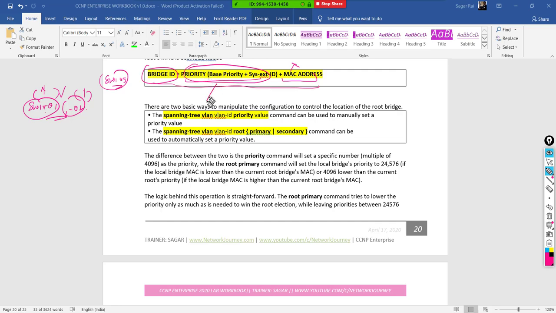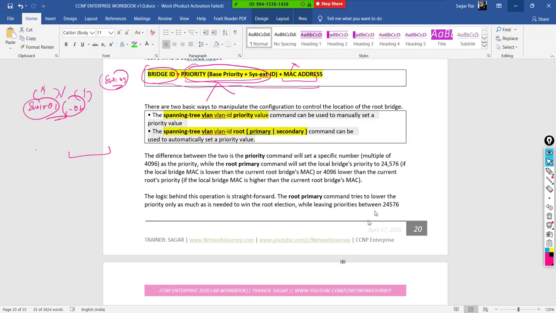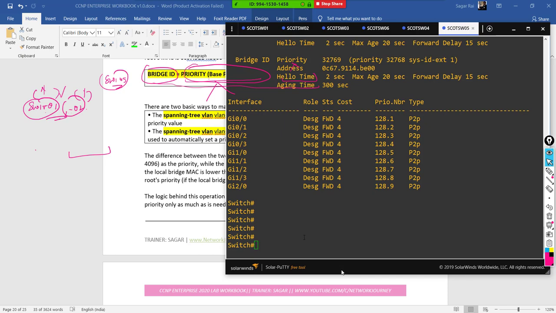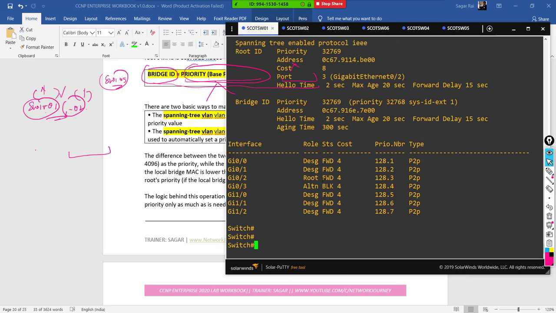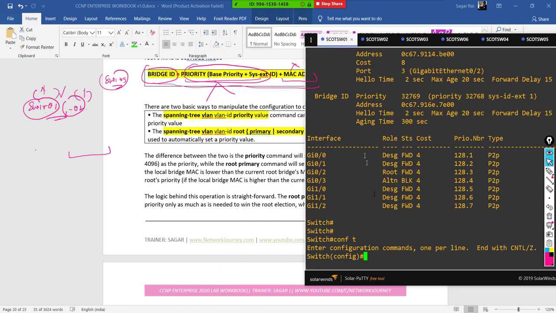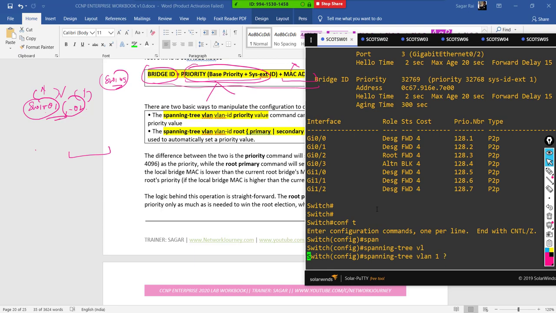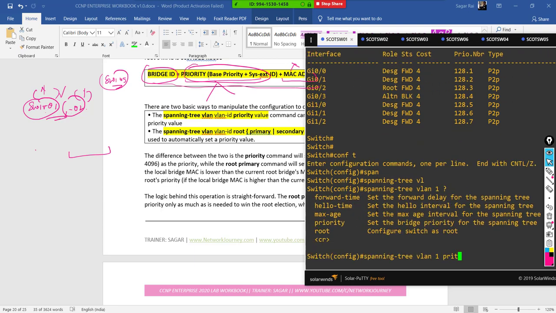Now there are two ways to change the priority. One, just make use of numbers. I'll tell you how we change that. So let's say I go to the first switch, switch number 1, and go to configure terminal, and let's say spanning-tree vlan 1, the priority has to be changed.